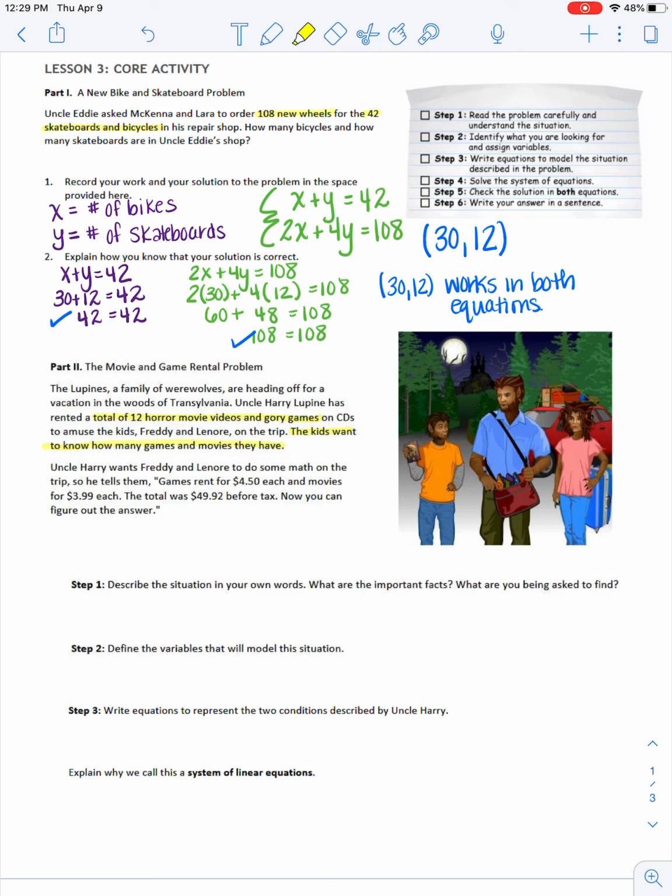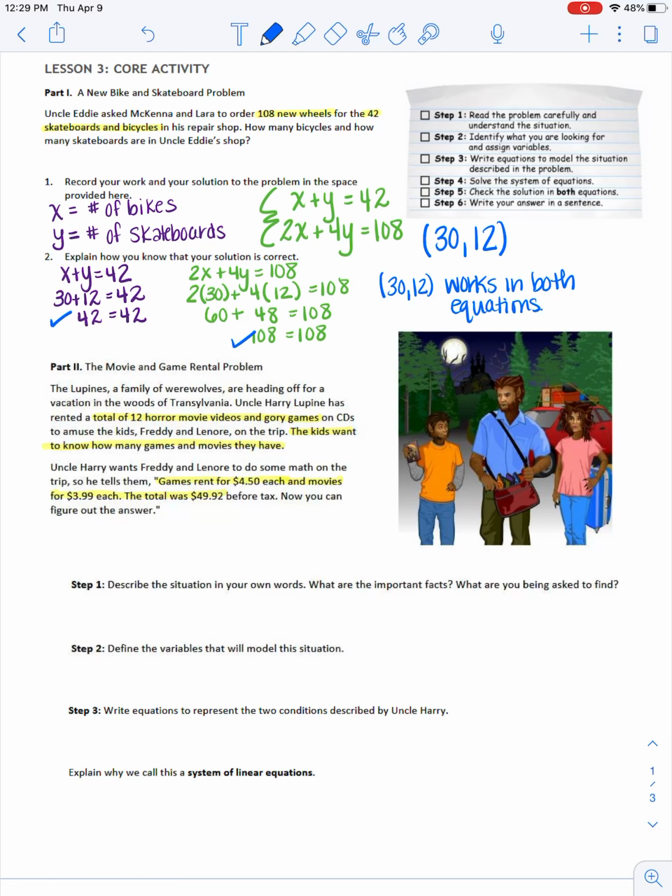Uncle Harry wants Freddie and Lenore to do some math on the trip, so he tells them games rent for $4.50 each, movies rent for $3.99 each, and the total was $49.92. Now, can you figure out the answer?